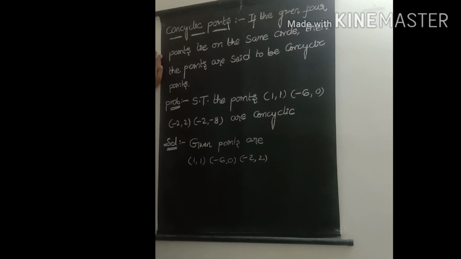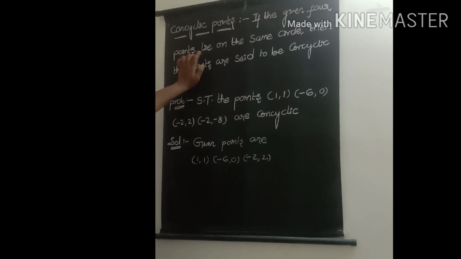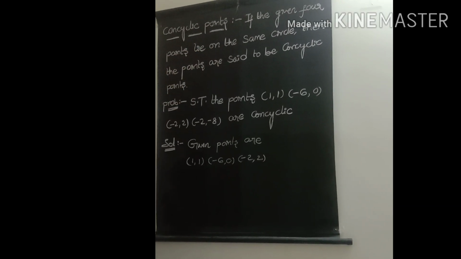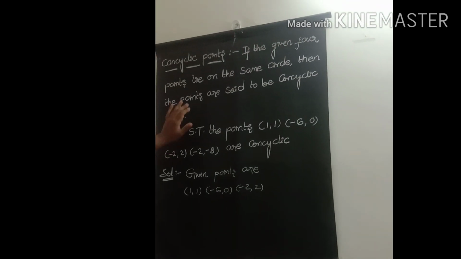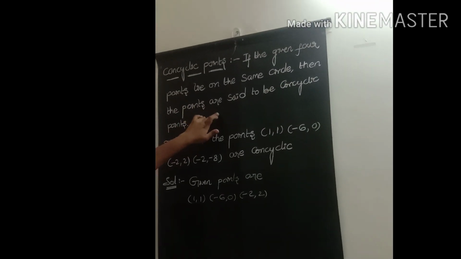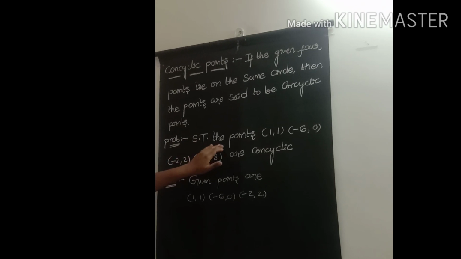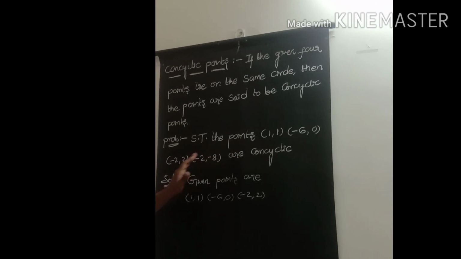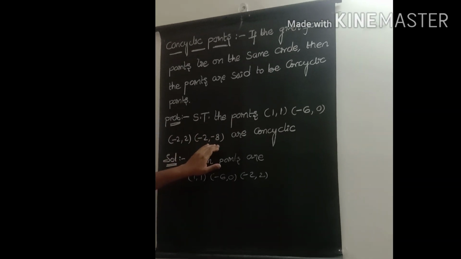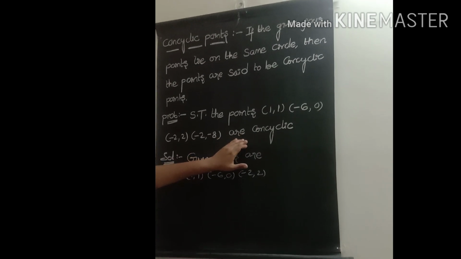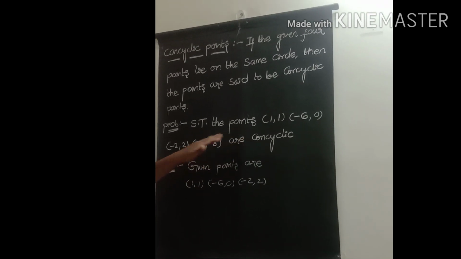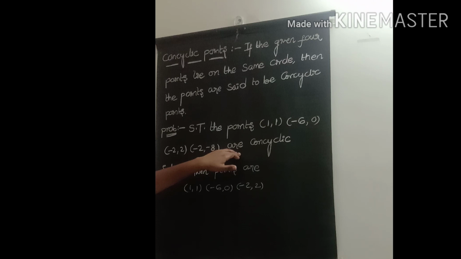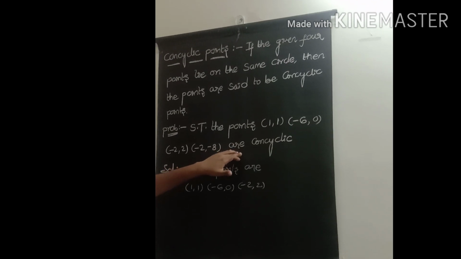Next concept, concyclic points. If the given 4 points lie on the same circle, then the points are said to be the concyclic points. That is, the given 4 points lie on the same circle. Show the next problem. Show that the points (1, 1), (-6, 0), (-2, 2), (-2, -8) are concyclic.